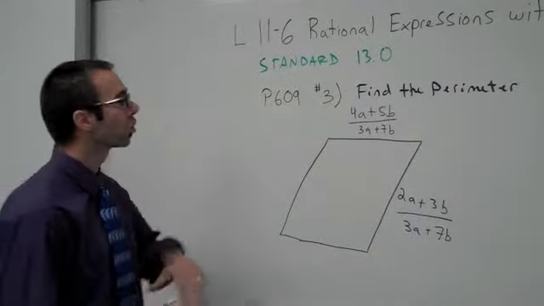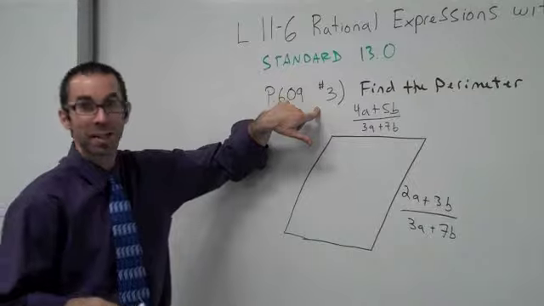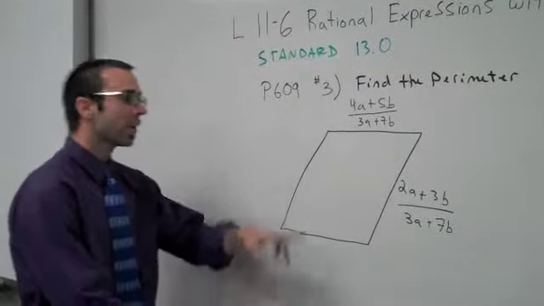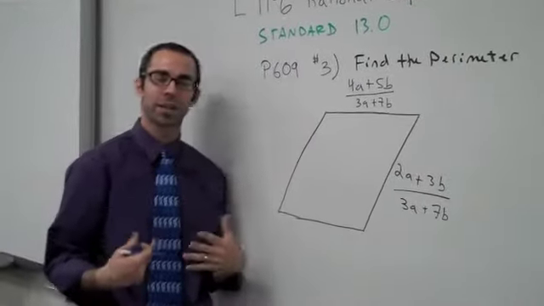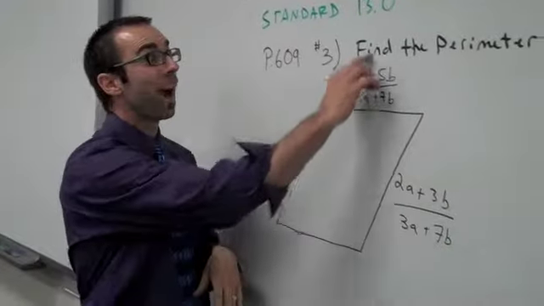Here we go. So now we're on page 609, example number 3. For those who don't speak Spanish, that's number 3. All right. So here we have this rhombus. This is basically a cricket square right here. And they're asking us to find the perimeter.